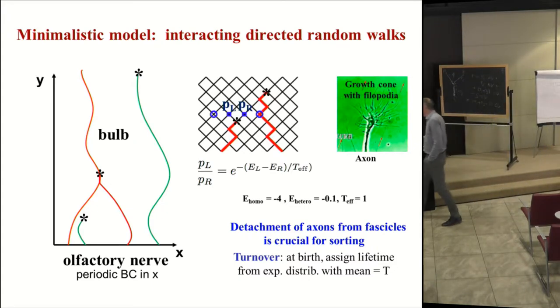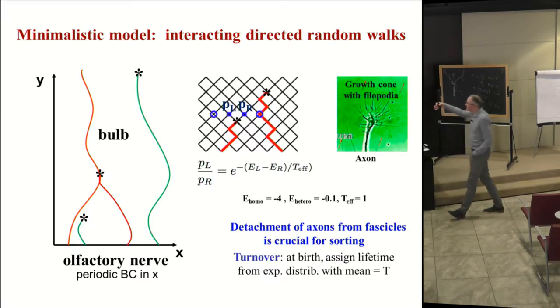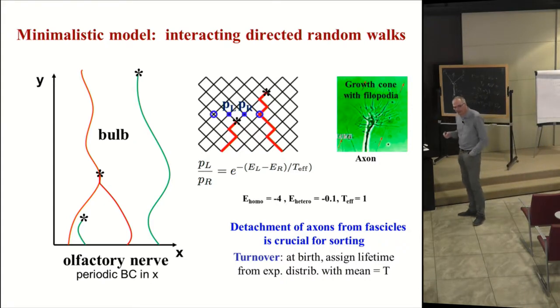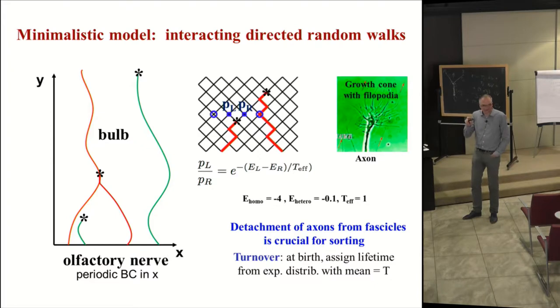And the really novel thing here was that we also introduced turnover of the axons. So after some time, corresponding biologically to several months, these growing axons are killed, removed from our simulation, but you have a constant birth rate on this line, so you have some steady state total number of axons. So it's a system of interacting directed random walks plus turnover of the whole paths.